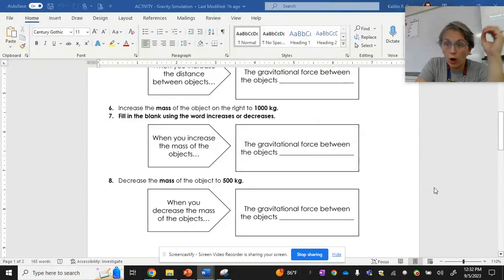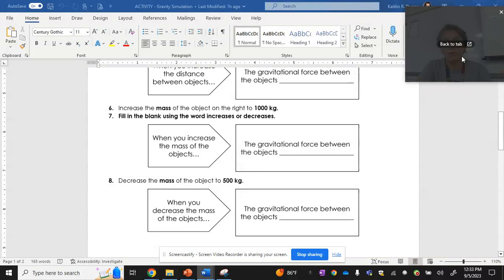So you need to follow the instructions. Let me say this one more time: follow the instructions. If it says to increase the mass, you need to increase the mass. If it says to decrease the mass, decrease the mass. You need to look at the arrows to see what happens to the force. And I'll put up another video in case you get confused.